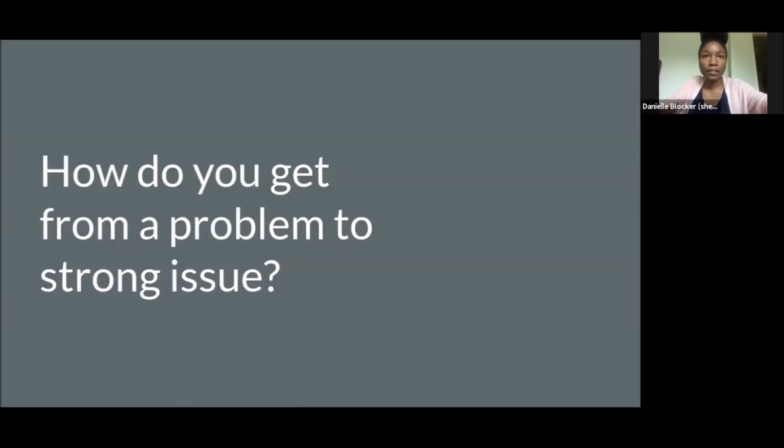Perfect. So we went over targets. You need a clearly defined issue, right? That specific, winnable, clear target that actually matters to your base constituency, is significant enough. All those things. How do you know that you're choosing the right issue that'll be effective? How do you get from a problem to an issue?